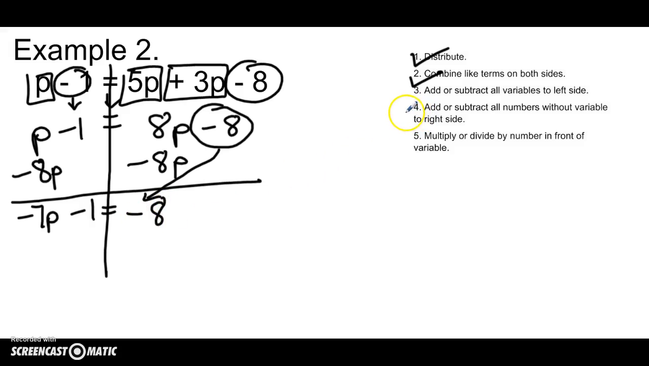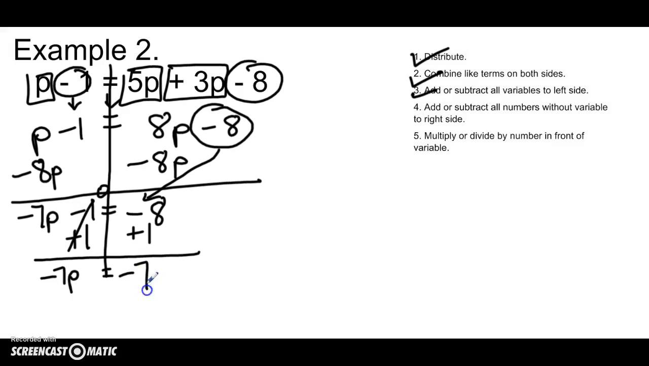All right? So step 3 is check. Step 4 says to add or subtract all numbers without a variable to the right side. So I'm going to add 1 to both sides. And what I'll have is negative 7p. My 1's cancel out. Negative 8 plus 1 equals negative 7.